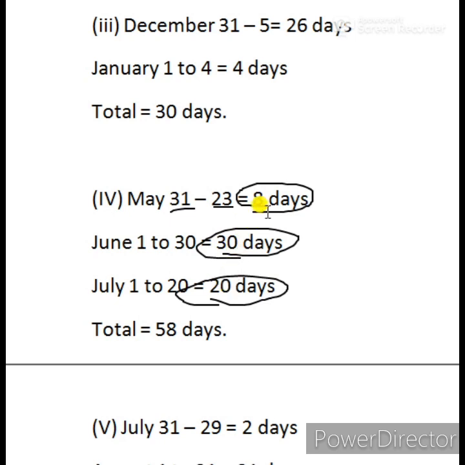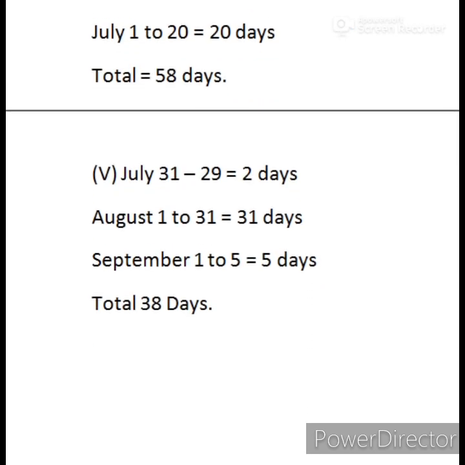So 8 days from May month, June 30 days and July 20 days. Total how many days are in between May 23 to July 20? 58 days. Total 58 days. Now the last question in that exercise, that is July 29 to September 5. Students, we know that July has 31 days. 29 days we have to subtract. So 31 minus 29 equals 2 days.